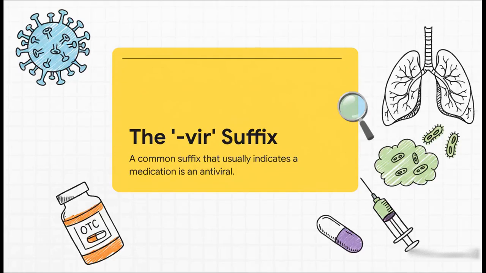And here's a little gift for you, a memory trick that is going to be your best friend on exam day. Did you catch the pattern? Oseltamivir, zanamivir, baloxavir. That vir at the end, that's your shortcut. If you see a drug ending in vir on the PTCB, your brain should immediately scream antiviral.